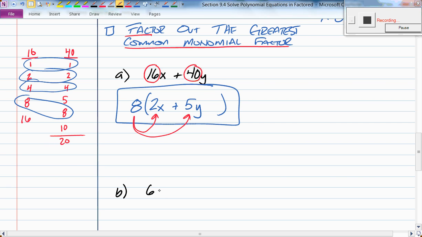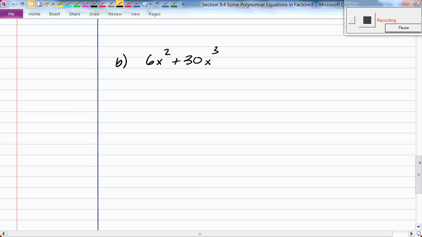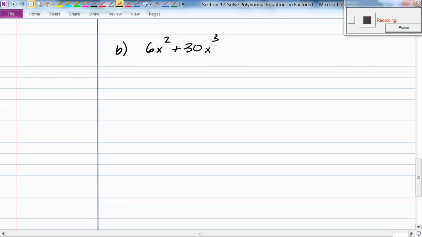Let's do this. 6x squared plus a 30x to the third. Ooh, here we go. All right, first things first, let's look at the numbers. A 6 and a 30. Okay, well, the number 6, that could be a 1, a 2, a 3, or a 6, yeah? And how about a 30? A 1, a 2, a 3, a 5, and a 6. All right, looks like it's going to be 6, right? All right, let's take out a 6 then. So I'm going to have a 6 on the outside.